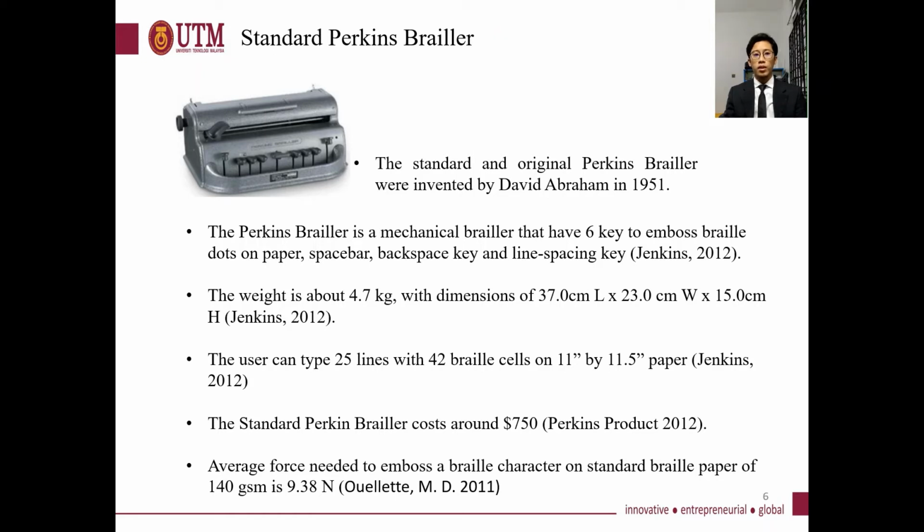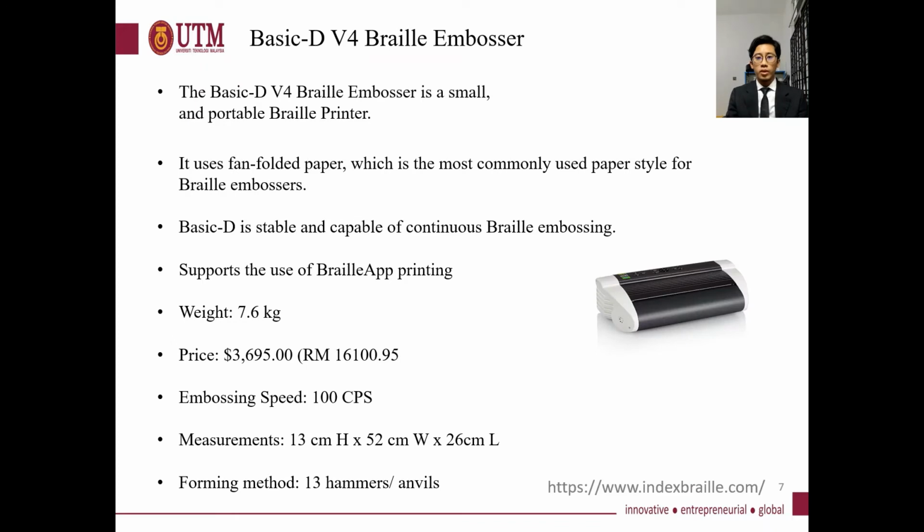The standard Perkins Brailler costs around $750 US. The average force needed to emboss a Braille character on standard paper of 140 GSM thickness is 9.38 Newton. Other than the standard Perkins Brailler, there is also the Basic-D V5 Braille Embosser, which is a small and portable Braille printer.